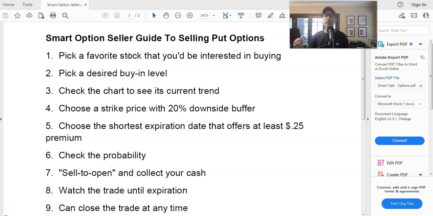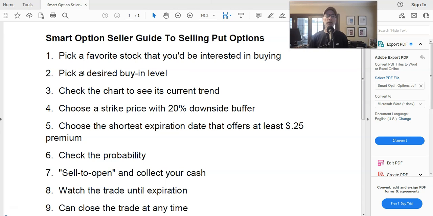I want to buy some for the future, and I'm willing to step up and buy this stock, but I don't want to buy it at its current price. Okay, so like I said, if the stock is here and it's too expensive for you, what price level would you be comfortable potentially buying that stock? So number two, you have to pick your desired buying level. If the stock's at 100, would you be willing to buy it at 95, 90, 85, 80? You decide what your buy-in level would potentially be.